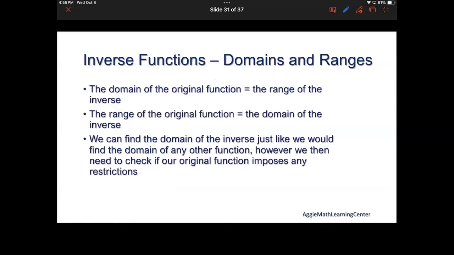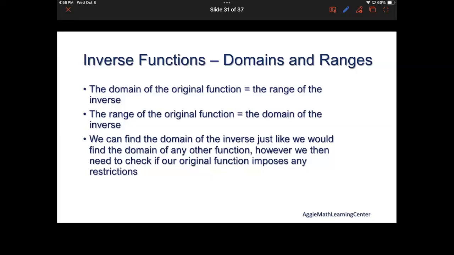Okay, domains and ranges. Because of how we have defined what it means to be an inverse function, the domain of the original function is literally the same thing as the range of the inverse every time. And the range of the original function is literally the same thing as the domain of the inverse every single time. If the inverse exists, it has the same domain as the range of the original. I might have said that backwards, but it's up there. The range of the original function is the domain of the inverse.